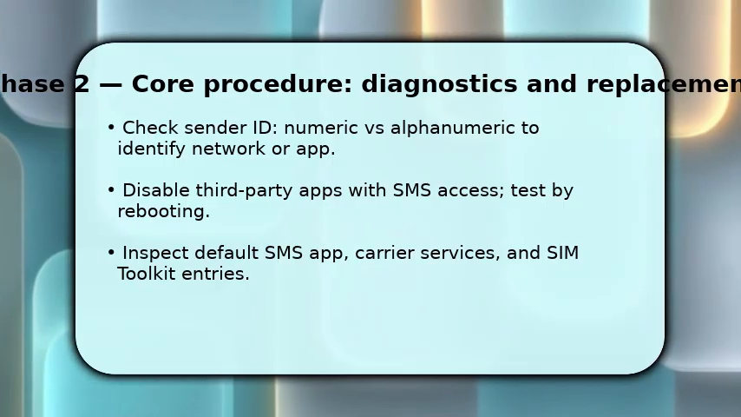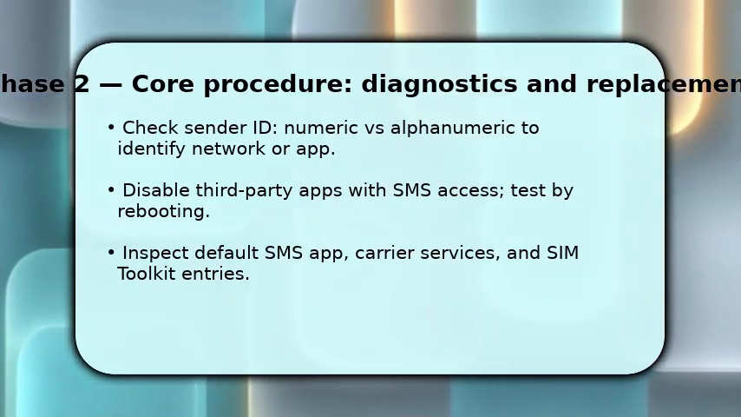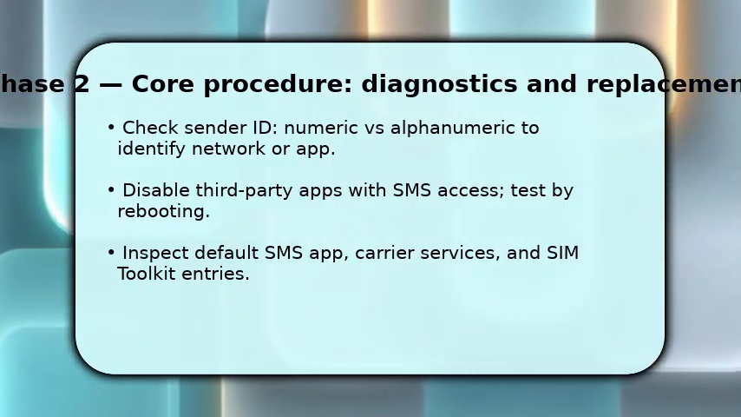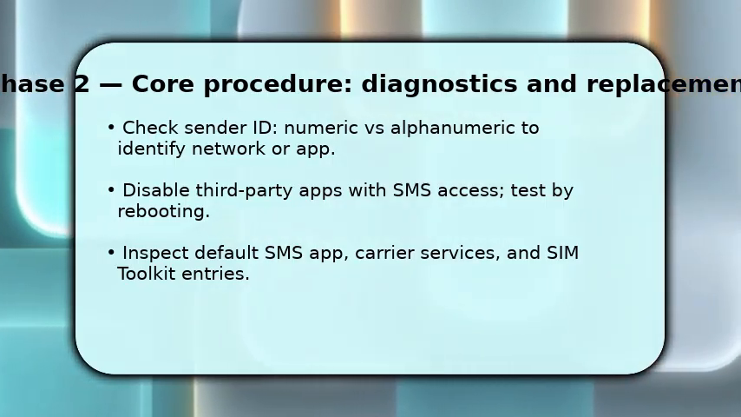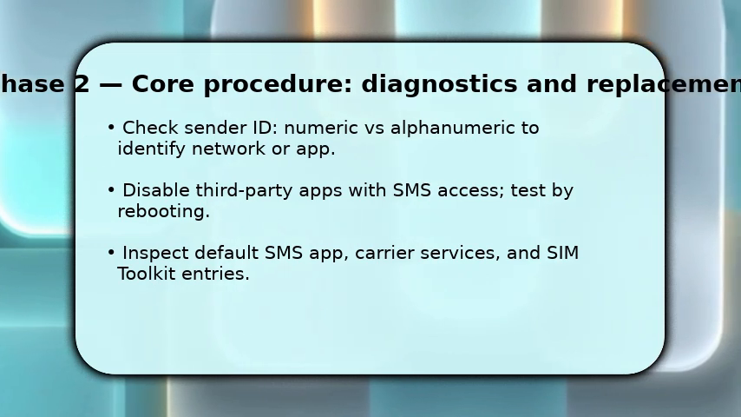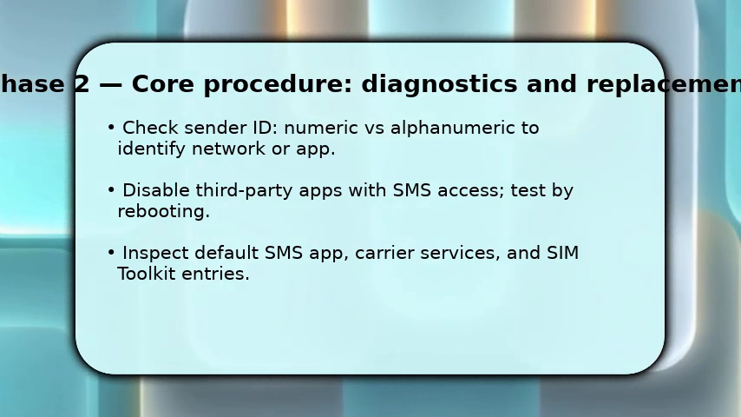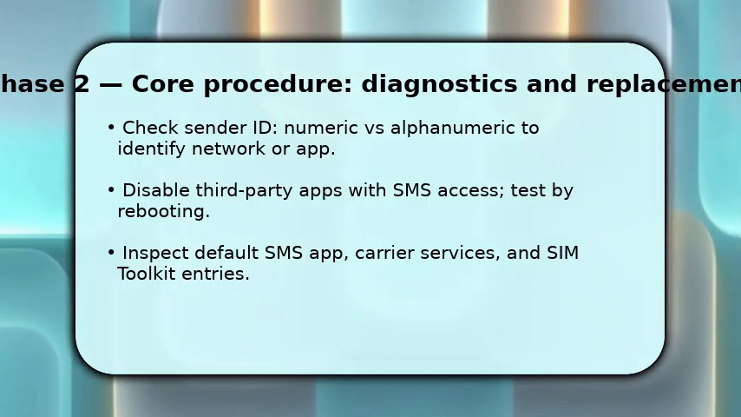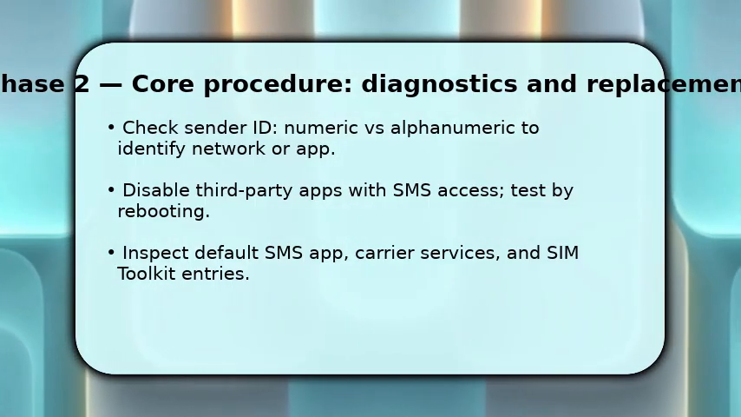Make sure to inspect the default SMS app, the Carrier Services app, and the SIM Toolkit menu for automatic alerts. These can push balance notifications. If it's the carrier, record frequency. If an app, isolate it by re-enabling apps one at a time.